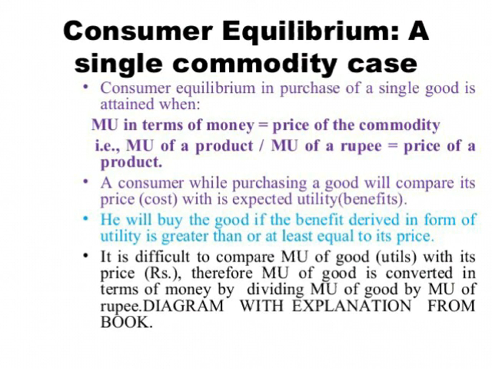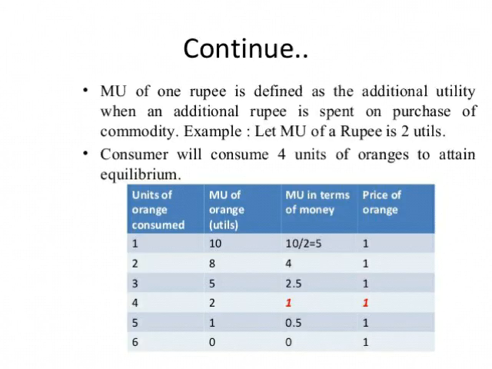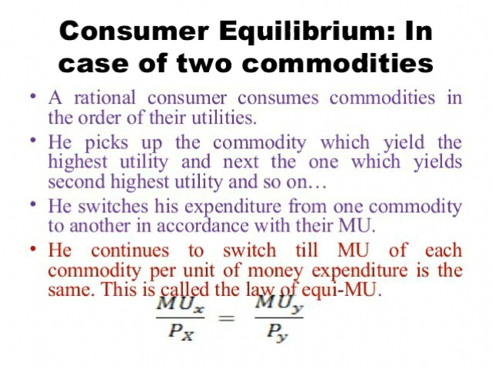Now consumer equilibrium, a single unit case. Suppose you are consuming a single unit. Now what do we have to see for the consumer equilibrium? The marginal utility in terms of money should be equal to the price of the commodity. That means marginal utility of the product upon marginal utility of a rupee should be the price of the product. You can see the marginal utility of 1 rupee is defined as the additional utility when an additional rupee is spent on purchase of the commodity. And just see here, when the consumer is consuming the 4th unit, he is getting maximum satisfaction because his marginal utility is at the last point.